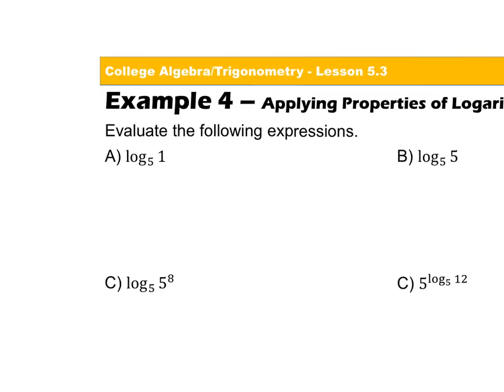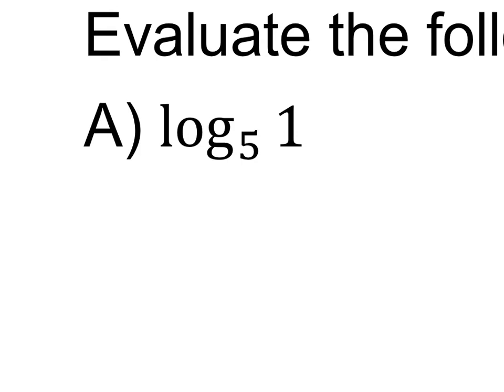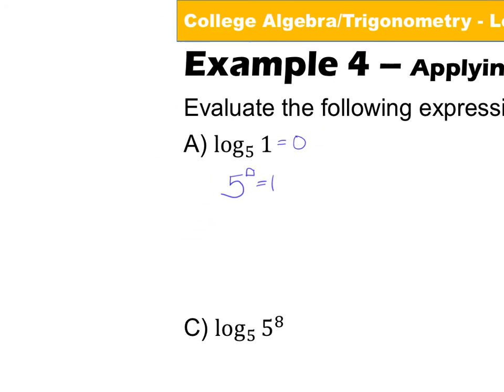Okay, look at this. If I were to rewrite this, my little 5 would become what? The big one. So 5 to what power gives me 1? 0. Anytime you have log base whatever of 1, anything to what power will give you 1? 0. Every single time, guys.